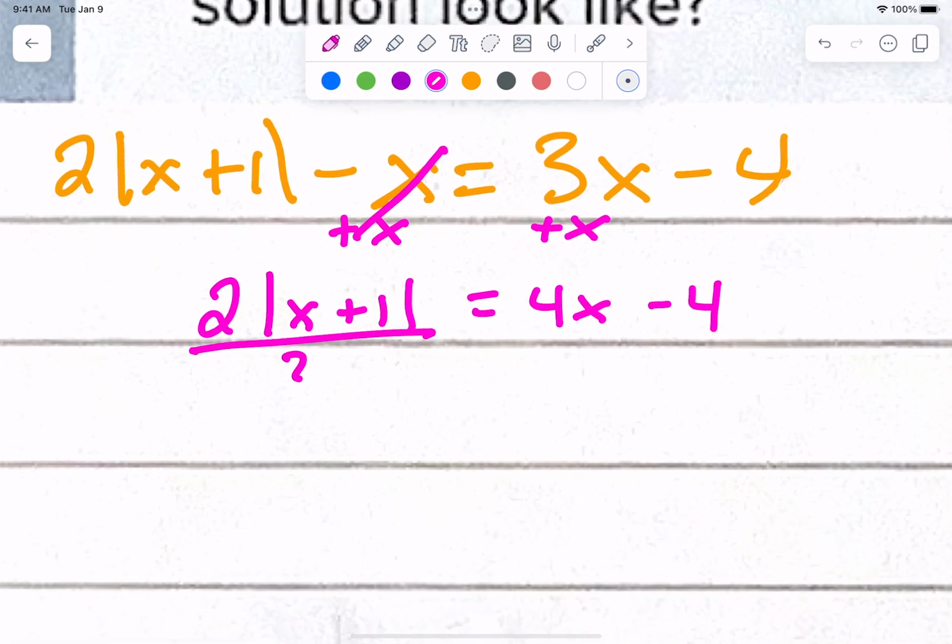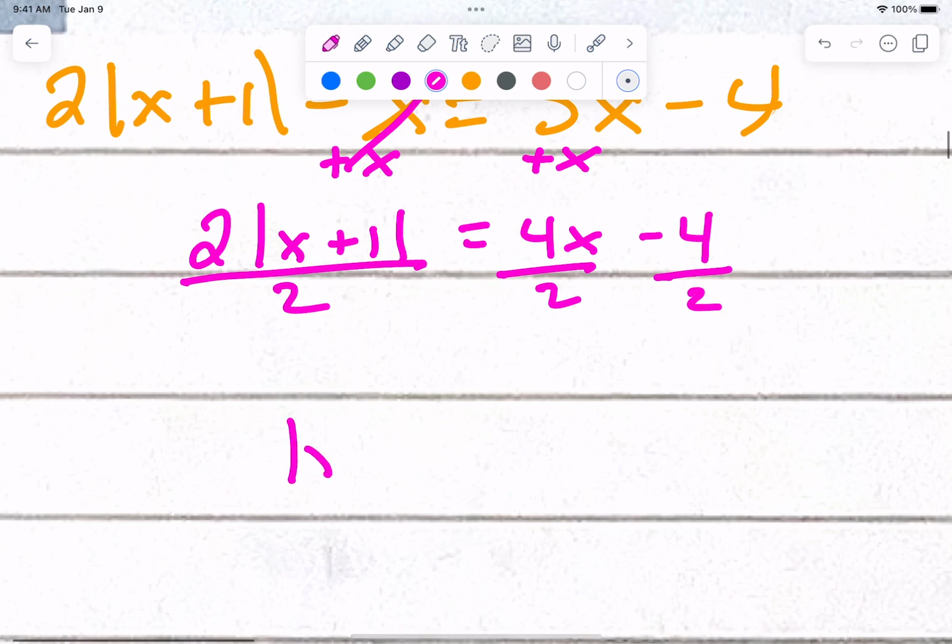Let's divide by 2. I divide by 2, divide by 2, divide by 2. Everything gets divided. The absolute value of x plus 1 equals, what's 4x divided by 2? 2x minus 2. There he is. Okay, now what?